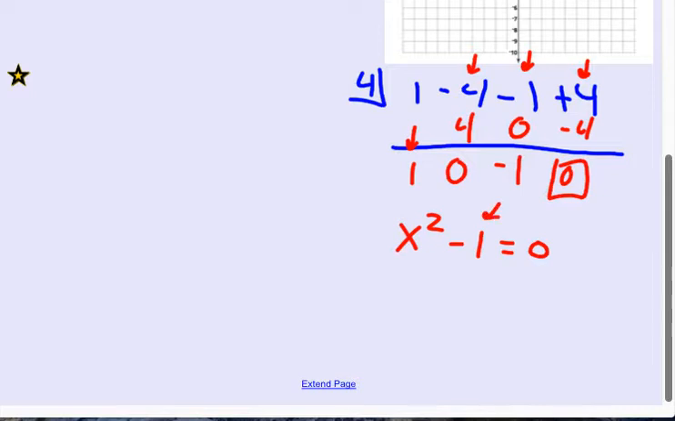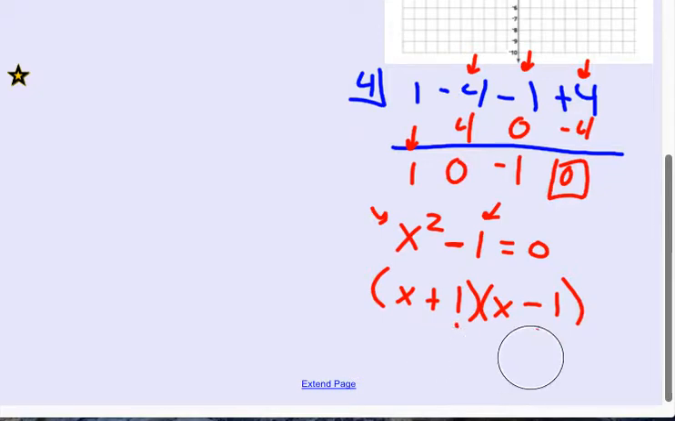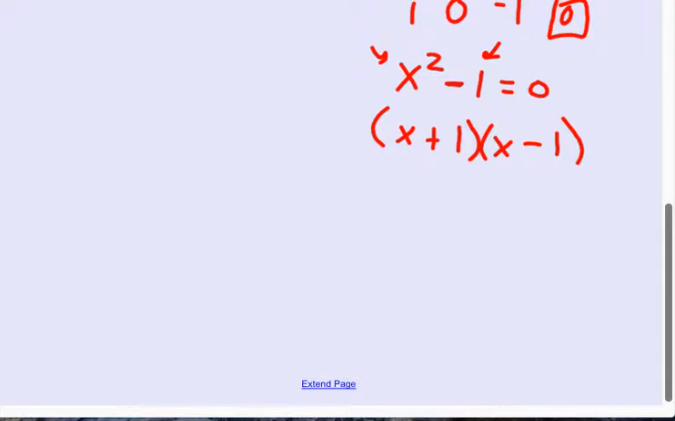1 is a perfect square, x squared is a perfect square. You're subtracting, so it's difference of perfect squares. This is x and x. 1 and 1, but it's +1 and -1. When you multiply the 1 times the -1, you get -1, and that's what we want. So there we go. Now to actually get our zeros, we just set our factors equal to 0.